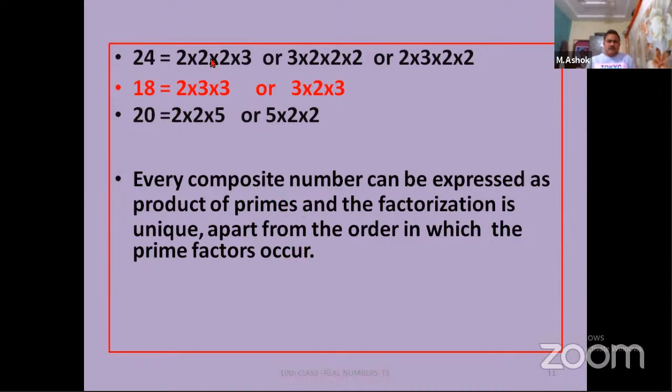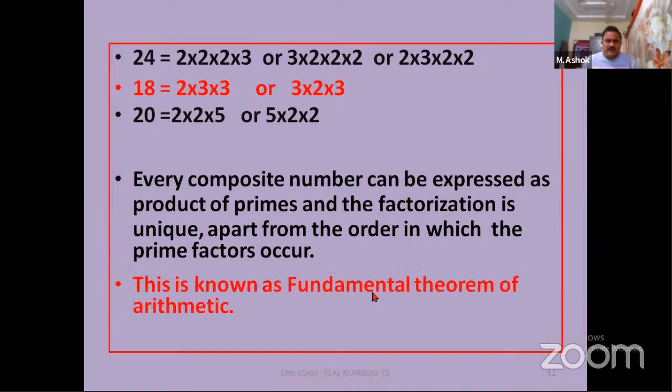In whatever way you write, the prime factorization of every composite number is always unique, irrespective of order. So this is known as the fundamental theorem of arithmetic. Every composite number can be expressed as a product of primes and the factorization is unique apart from the order in which the prime factors occur. This is called the fundamental theorem of arithmetic.